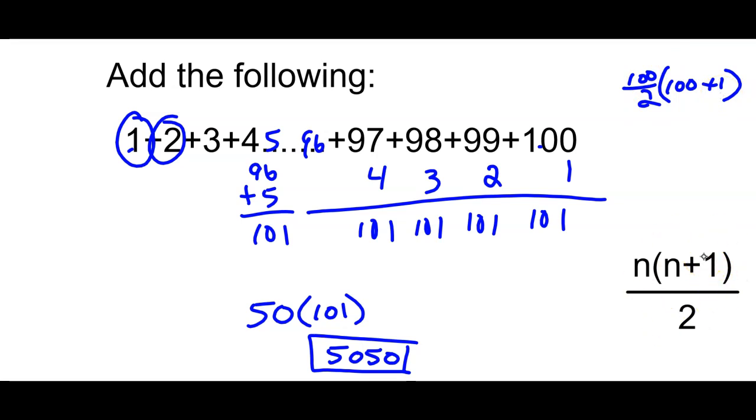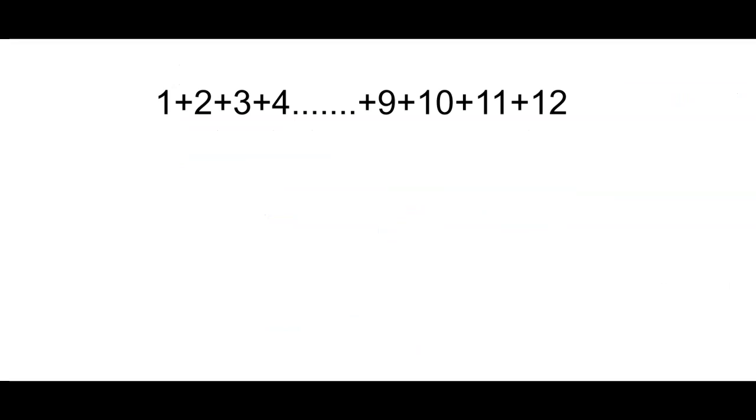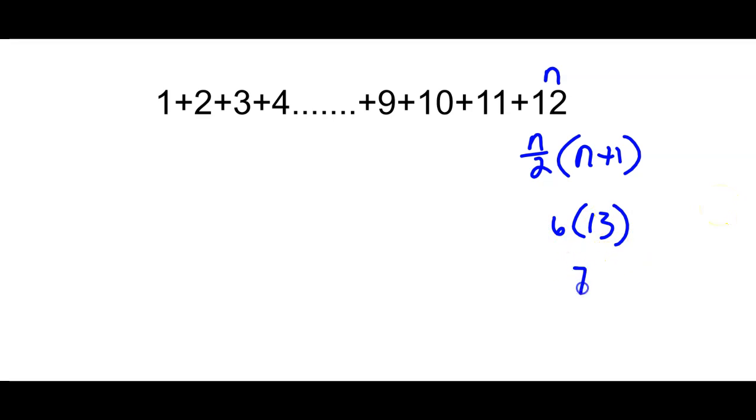If we were adding up the numbers 1 through 12, how would we do that? Well, we've got 1 plus 12, which is 13, 2 plus 11, which is 13, 3 plus 10, which is 13. So you're just going to say that this is our nth term here. Remember, it's n plus 1 times the number of pairs, n over 2. So n plus 1 is 13. 12 divided by 2 is 6. You're going to have 6 pairs that add up to 13, so the sum is going to be 78.